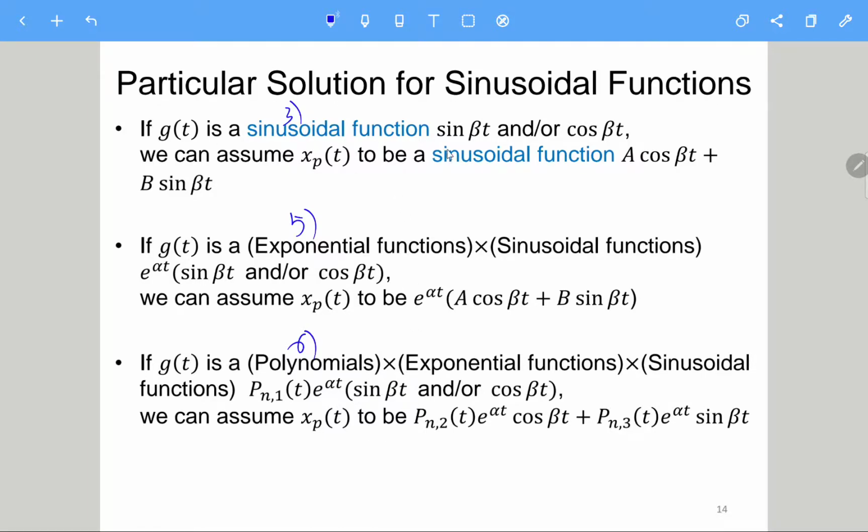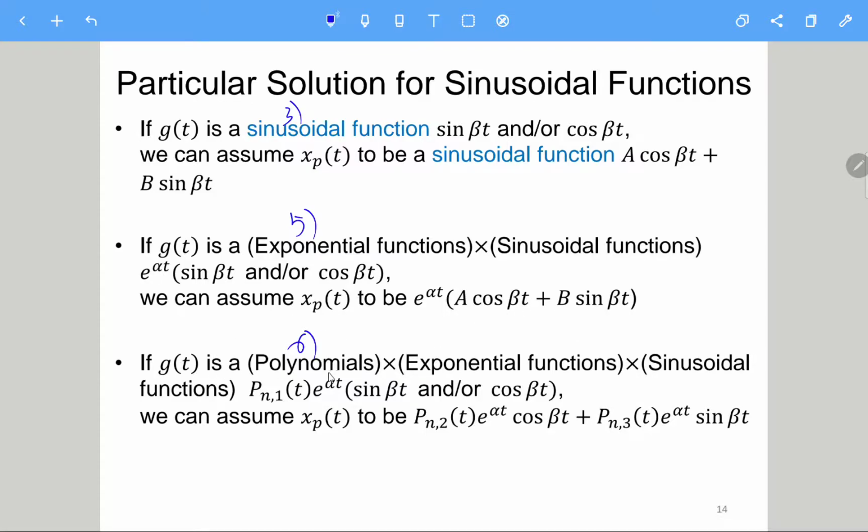So for a sinusoidal function, if g of t is sine beta t or cosine beta t, or includes them both, then for the particular solution, you need to assume it to be a cosine beta t plus b sine beta t. And for the fifth case, if g of t is an exponential function times the sinusoidal function, then we can assume xp to be also an exponential function multiplied by a cosine beta t plus b sine beta t.